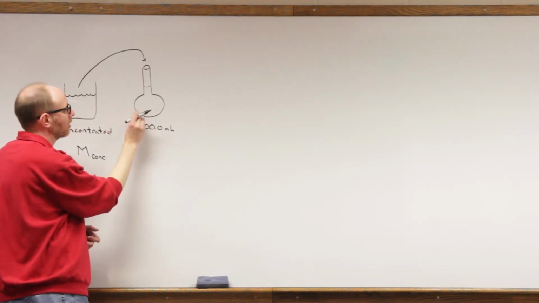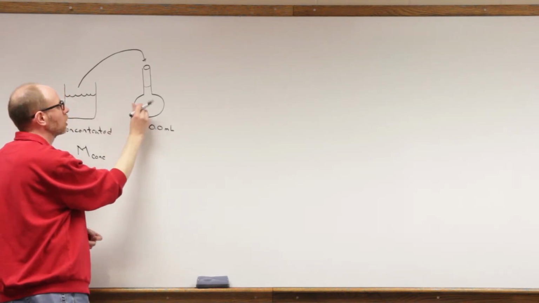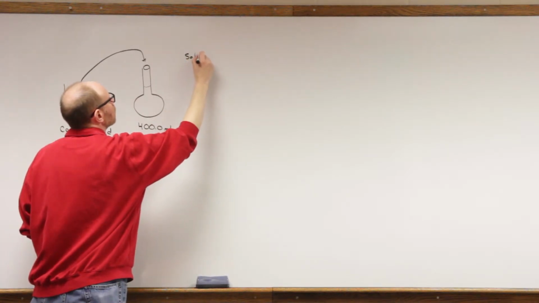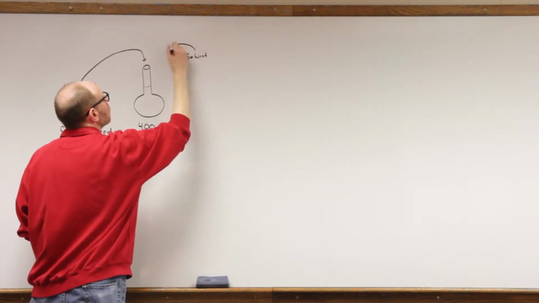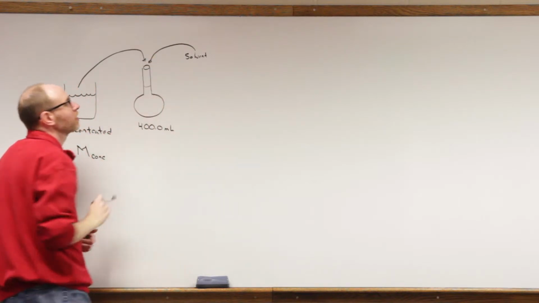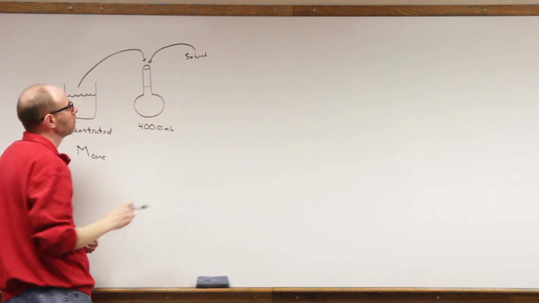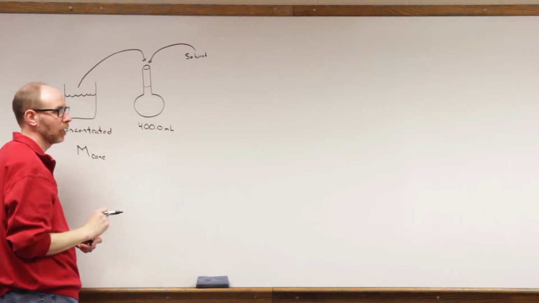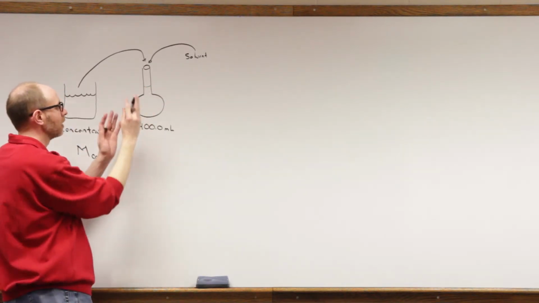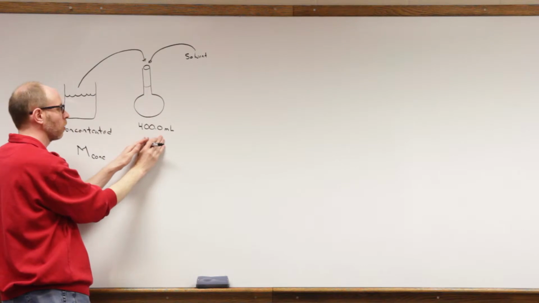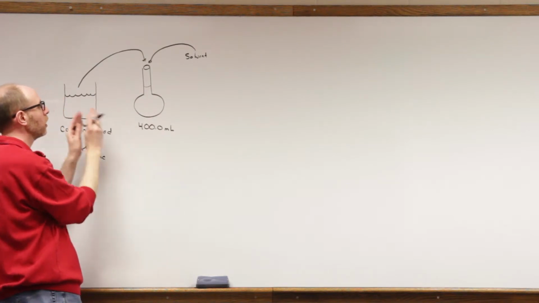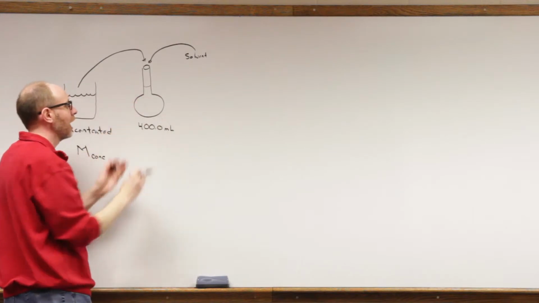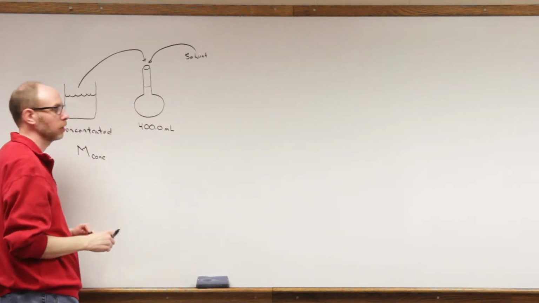And once we've added that concentrated solution, we are now going to add solvent, which in most cases is water, but it doesn't have to be. We're going to add that solvent until the meniscus rests directly on that line. When that happens, that device contains exactly 400 milliliters, and so then we know we have taken a certain volume of this concentrated solution and we've diluted it to 400 milliliters.